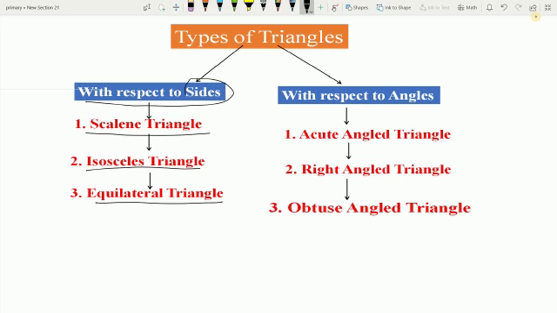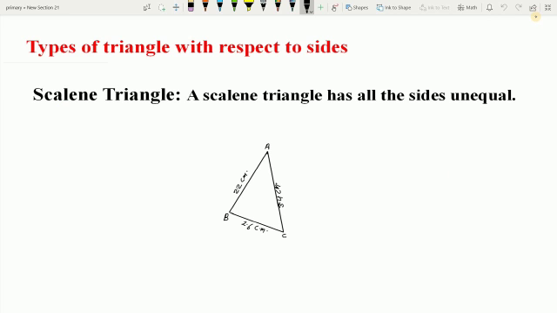And with respect to their angles, triangles can be classified into three types, which are first, Acute Angle Triangle, second, Right Angle Triangle, and third, Obtuse Angle Triangle. Students, now we will discuss all the above triangles broadly and also will discuss the property of each triangle related to them. Now let us see the types of triangle with respect to their sides.